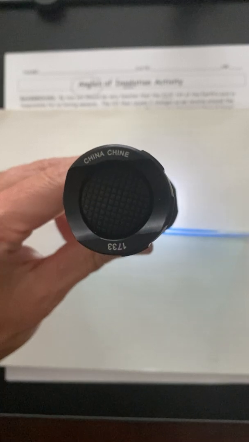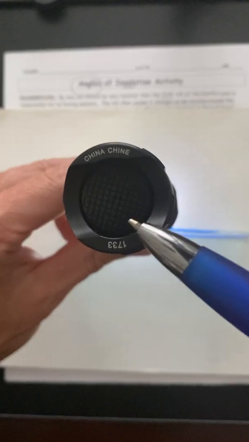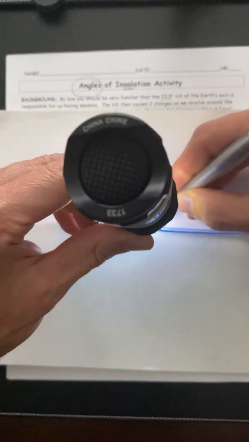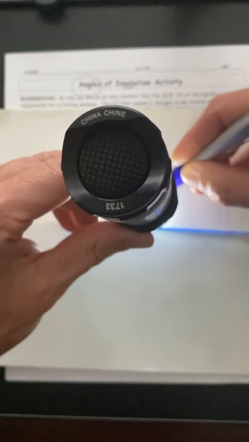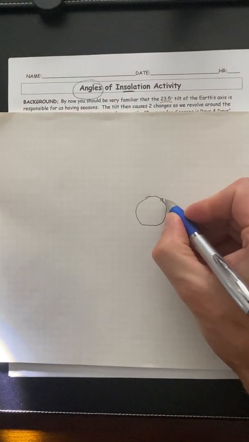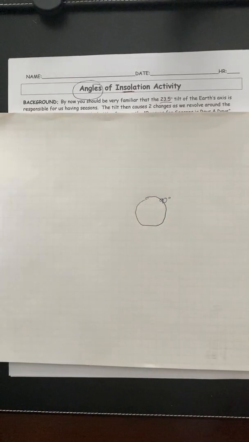I know you can't really see it from right there. You're sort of looking at the butt of my flashlight, but just trust me here. I'm going to circle the brightest part of my flashlight. So this is what I'm calling a 90-degree sun angle. So what's that mean?